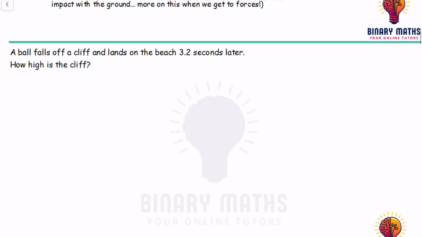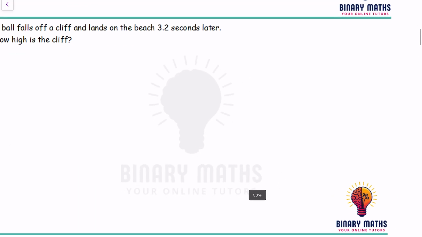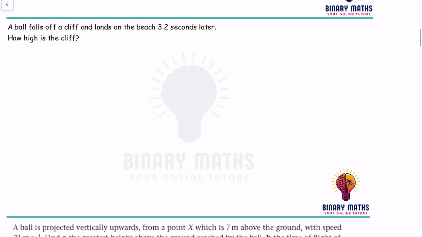Okay, a ball falls off a cliff and lands on a beach 3.2 seconds later. How high is the cliff? So very important that you draw diagrams, right? So it's a ball falling off a cliff, so like this. This is the positive direction, so a double arrow to show the positive direction. Now because it's traveling in the same direction as gravity, the acceleration will also be 9.8. So with the double arrow, I always label the acceleration, so 9.8.